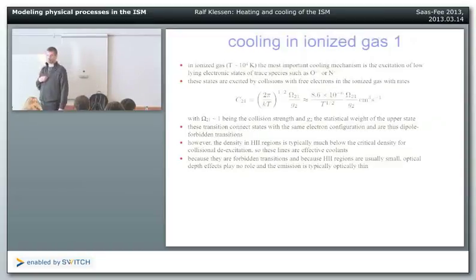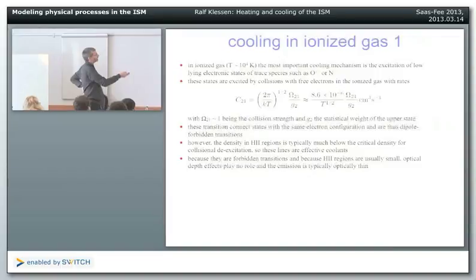Let me then rush through the actual cooling processes. So what we have discussed so far is, if you wish, the mathematical theoretical skeleton. Now we need to put life into this formula we have derived. We need to look at the cooling processes in different phases of the material. So let us start with cooling in ionized gas. Typical temperatures are 10,000 Kelvin.